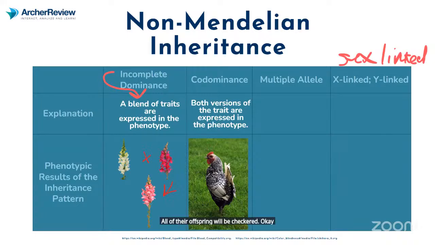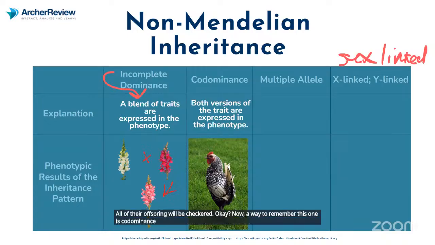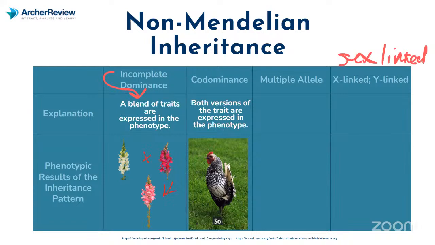Okay. Now, a way to remember this one is codominance. Co-workers both show up to work. So both of these traits are showing up.